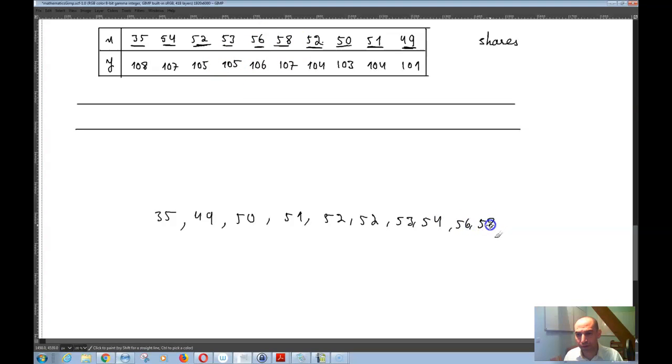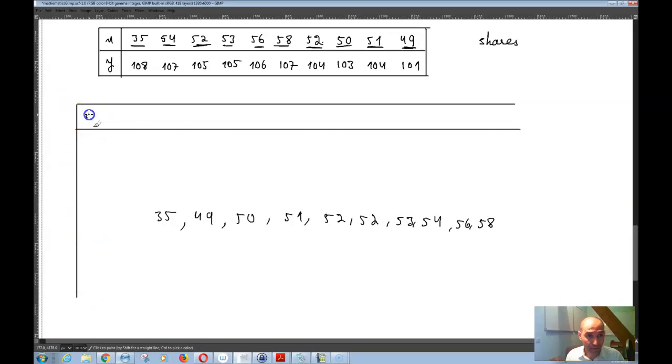56 and 58. So 1, 2, 3, 4, 5, 6, 7, 8, 9, and 10. 1, 2, 3, 4, 5, 6. 6 plus 4 is equal to 10. So now I can write this data as follows.